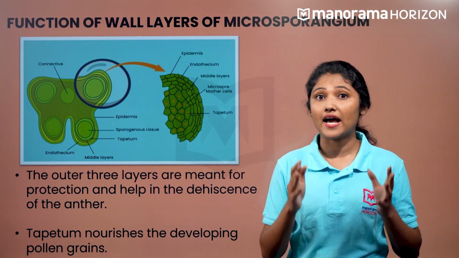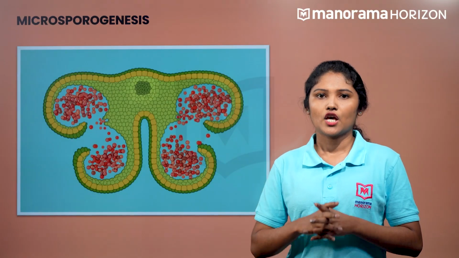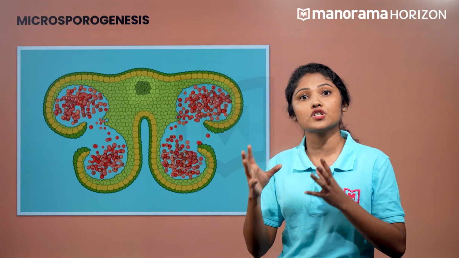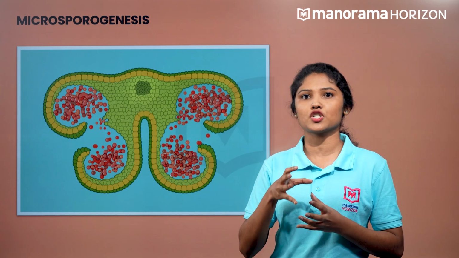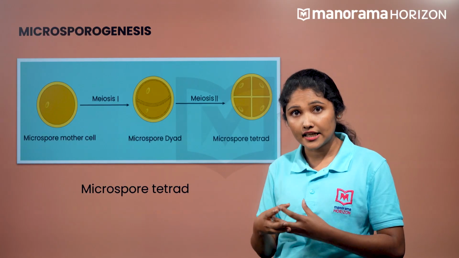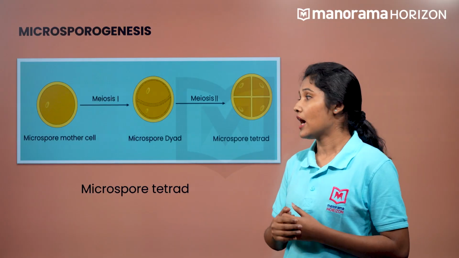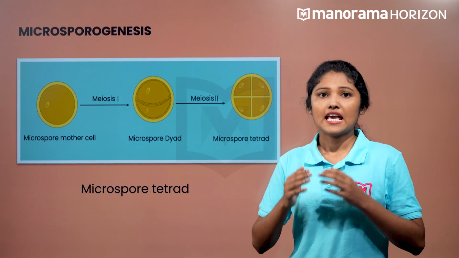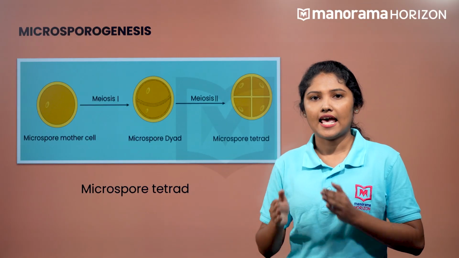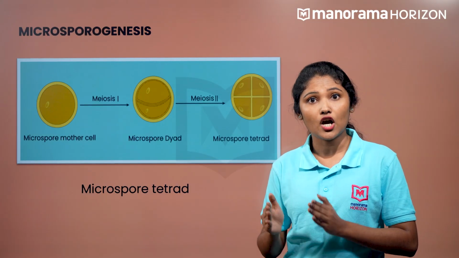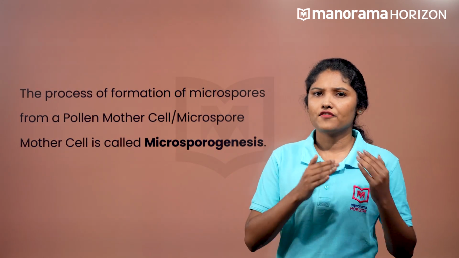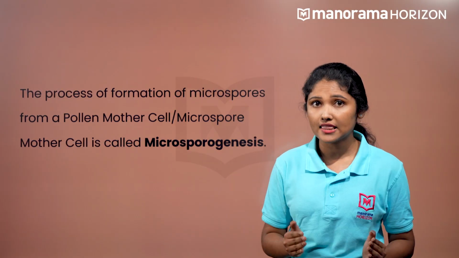Next, we will discuss microsporogenesis in detail. When the anther is young, a group of compactly arranged homogeneous cells called sporogenous tissue is found at the center of microsporangium. As the anther develops, the cells of sporogenous tissue undergo reductional division and form microspore tetrad. Each cell is a potential pollen mother cell or microspore mother cell, and they can be abbreviated as PMC or MMC respectively.